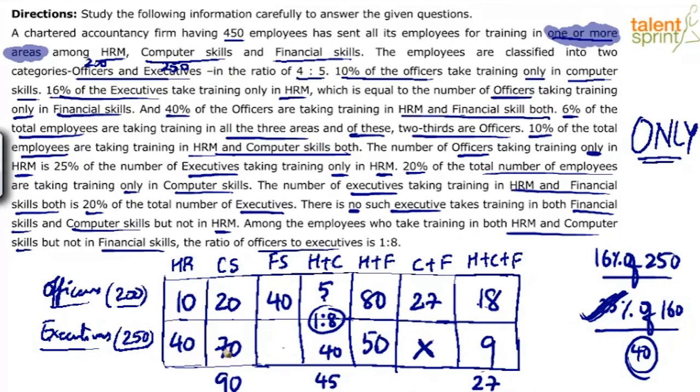40 plus 70, 110, 110 plus 40, 150, 150 plus 50, 200, 200 plus 9, 209. Out of 250, if 209 have occupied the remaining cells, this cell will have 250 minus 209, which is 41. And you're done. Once you have filled this, you're ready to answer the 5 questions.